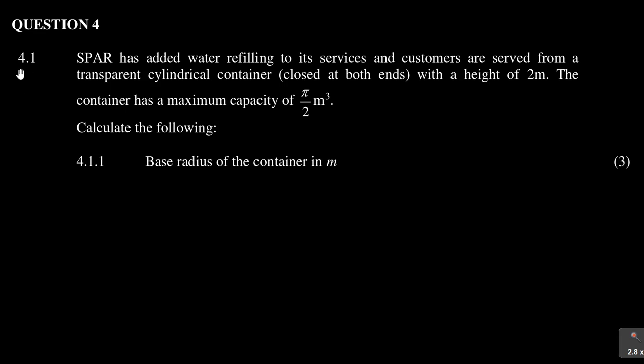Question number 4, 4.1 says, Spa has added water refilling to its services, and customers are served from a transparent cylindrical container closed at both ends with a height of 2 meters. The container has a maximum capacity of pi over 2 cubic meters, and then it says calculate the following.